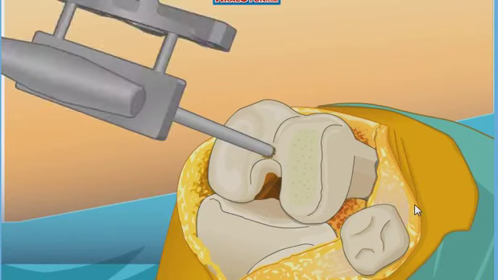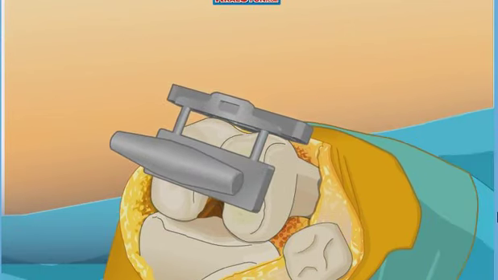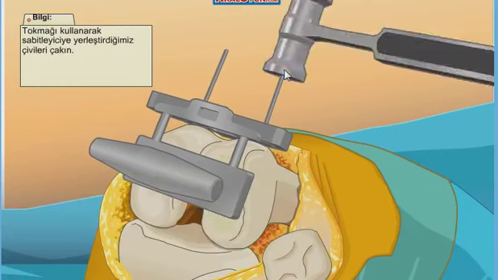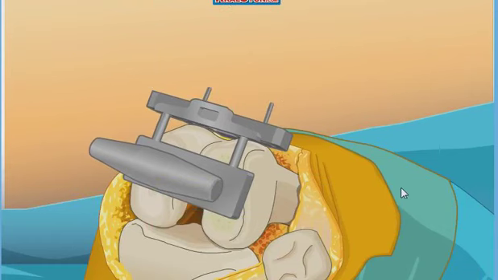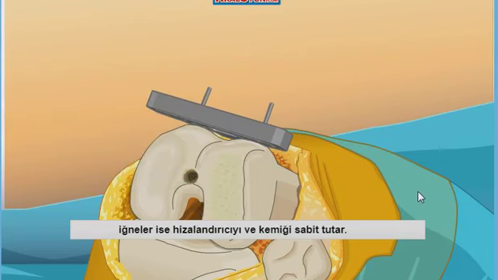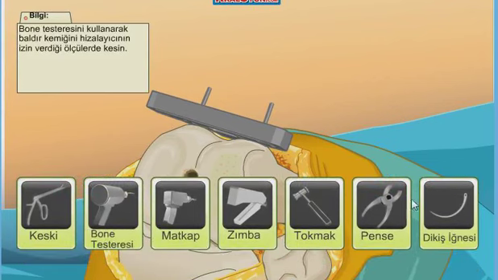The jig is put into position and helps ensure that the cuts made to the bone are exactly what are needed. Now hammer in the pins to hold the jig. We can now remove the alignment device. The pins will hold the jig firmly in place. Now for some real bone shaping. Use the bone saw to cut the bone so it is prepared for the new femoral component.